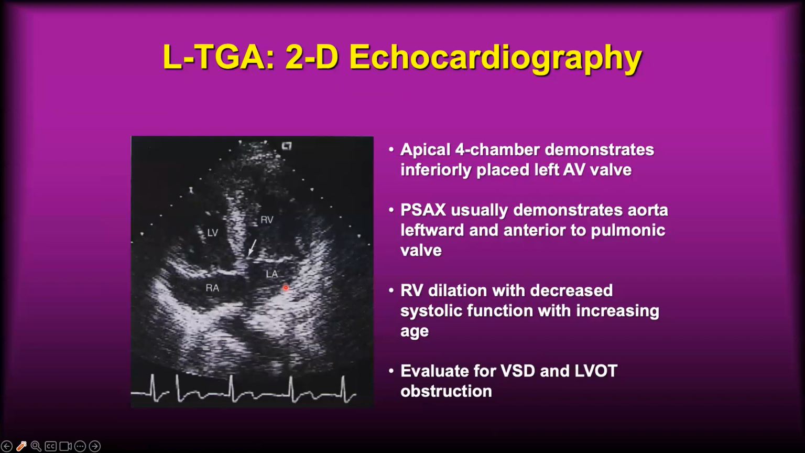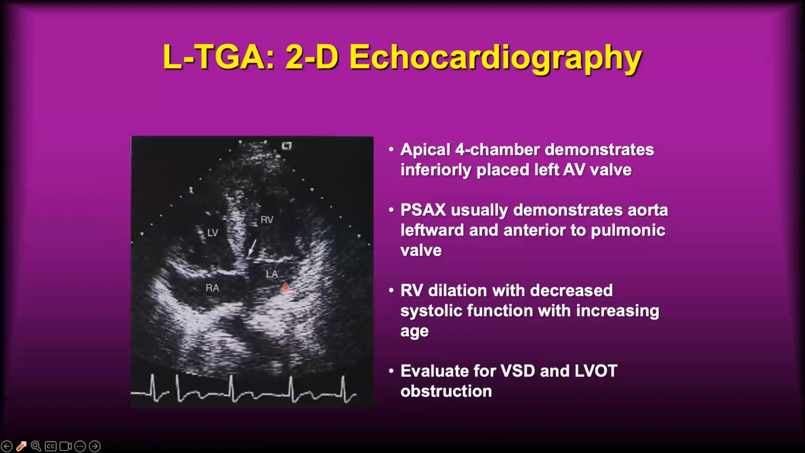The left. So this is the way we're saying this is the left AV valve, but this is the left side. So the left AV valve here is inferior, but it's really the tricuspid valve on the left side, the wrong side. Inferiorly placed left AV valve, but it's really the tricuspid valve. Superior valve on the right, so that's the opposite of what it's supposed to be.